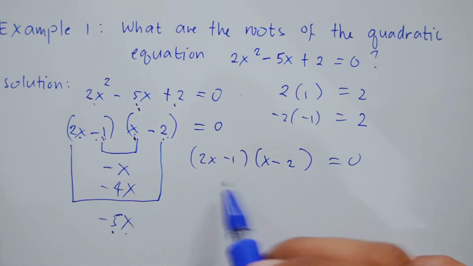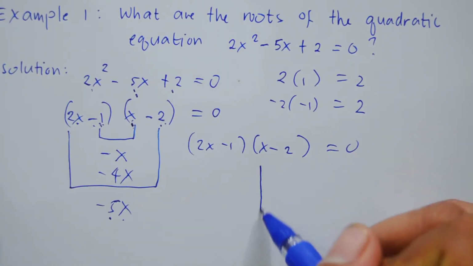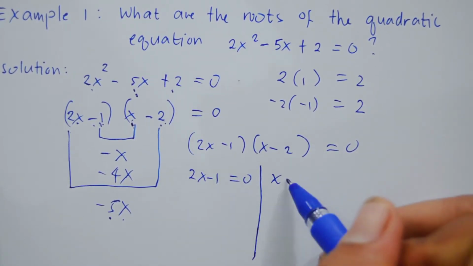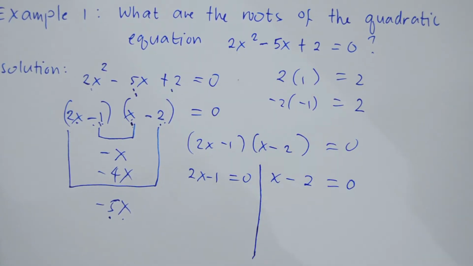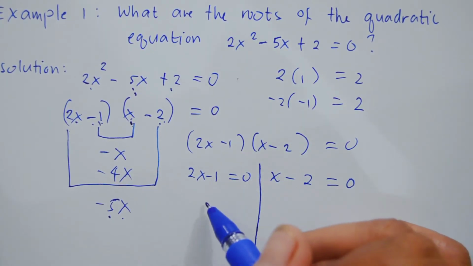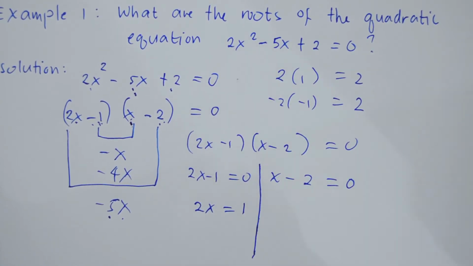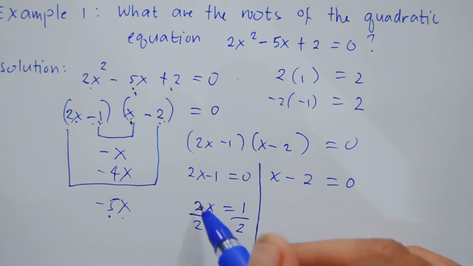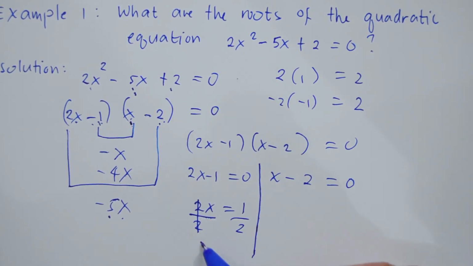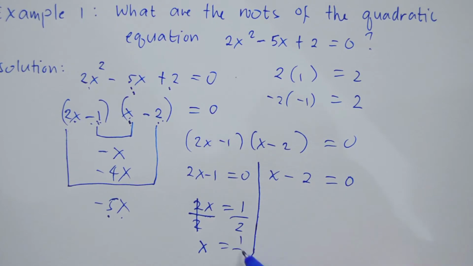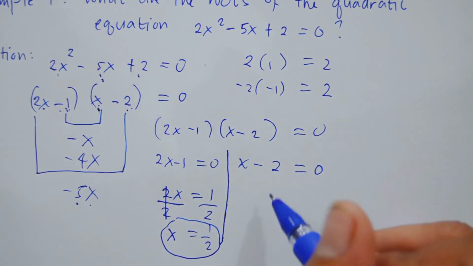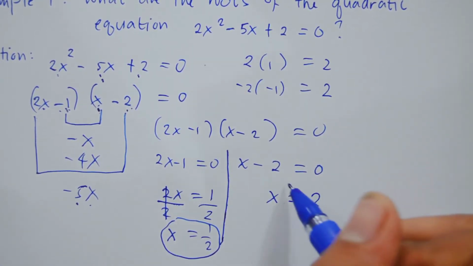So since these are the correct factors, we are going to equate the two factors to 0. So we have 2x minus 1 equals 0 and x minus 2 equals 0. Then solve for x. So we have 2x equals 1. Since 2 is on the left side, we divide both sides by 2. So x equals 1/2. So one of the roots is 1/2. The other one is x equals positive 2.